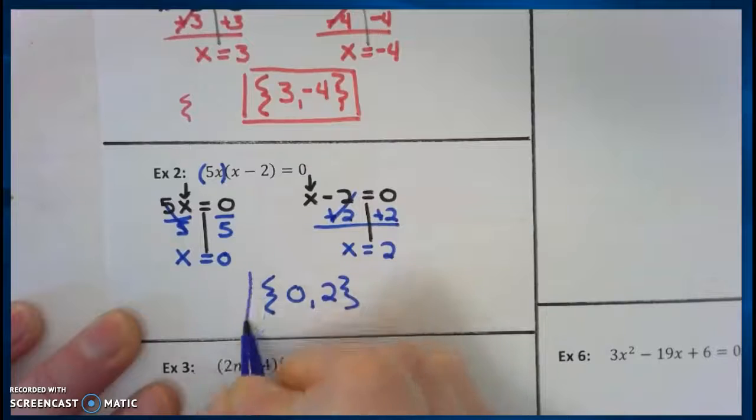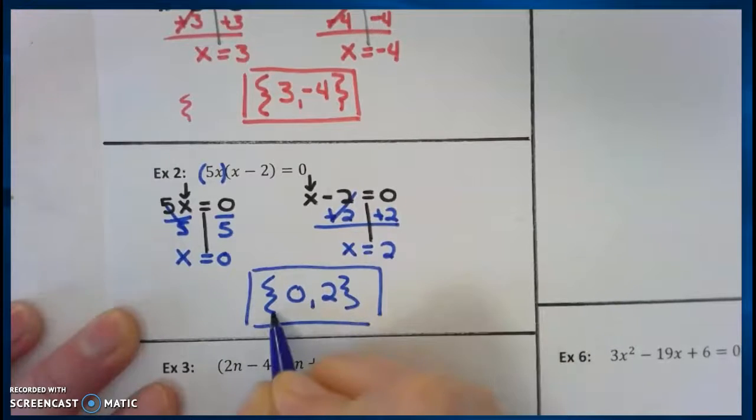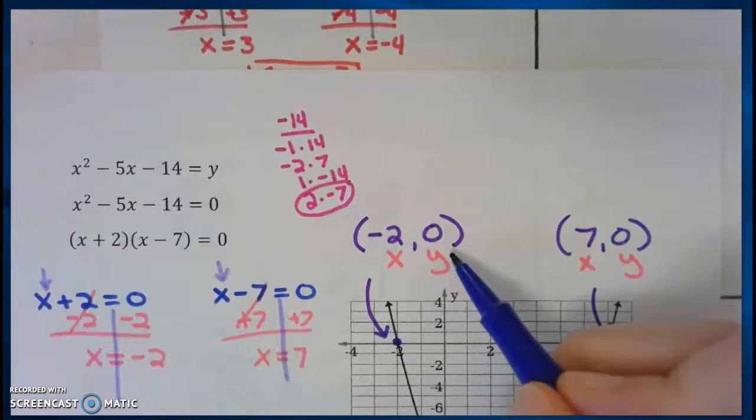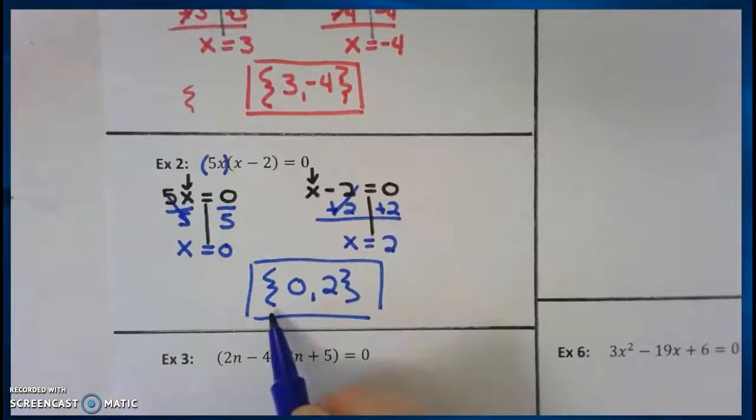Please make sure you realize the squiggly line brackets are not the same thing as parentheses. Parentheses represent the ordered pairs. These squiggly brackets mean this is a list of my answers.